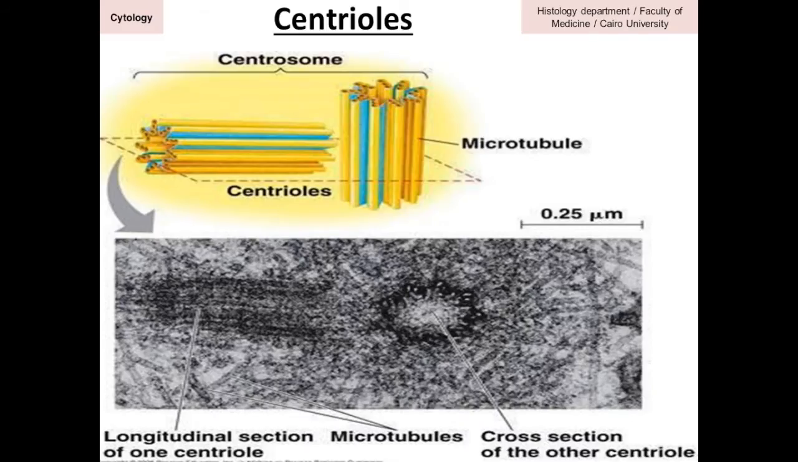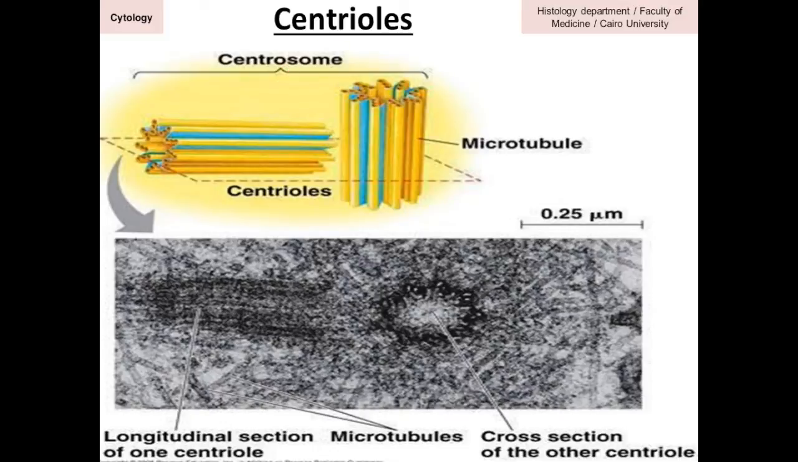This is the other part of the non-membranous organelles, which is called the cytoskeleton. The cytoskeleton is formed of microtubules and filaments. The microtubules form centrioles, cilia, and flagella. The centrioles are formed of two cylinders perpendicular to each other, and they are surrounded by a matrix rich in tubulin, which is a protein. This structure as a whole is called the centrosome.